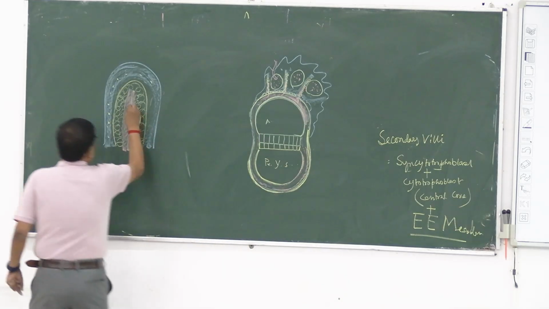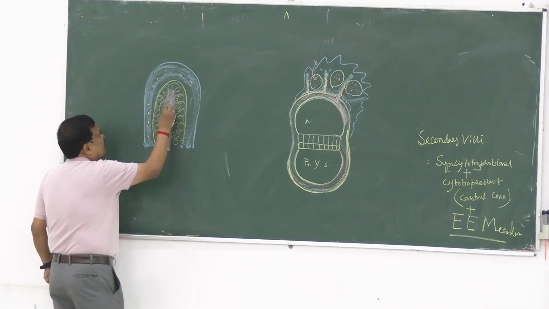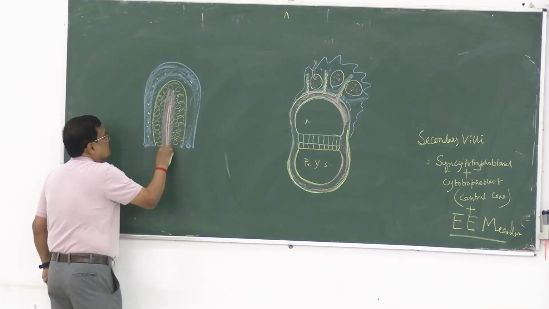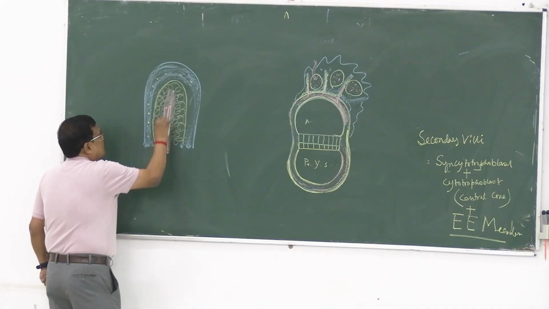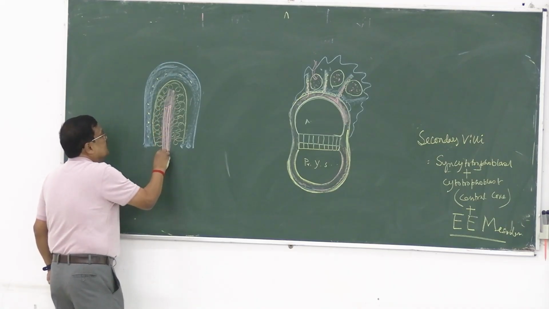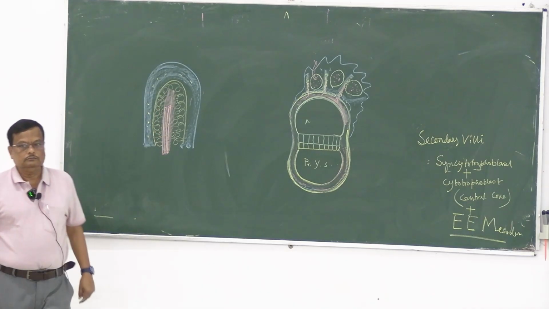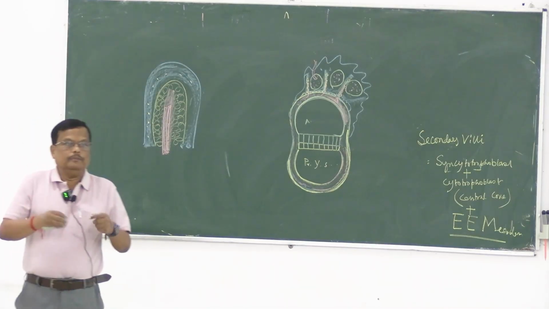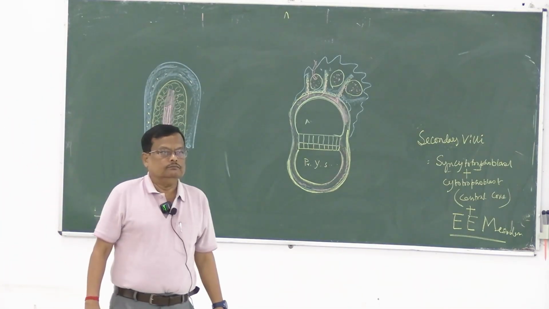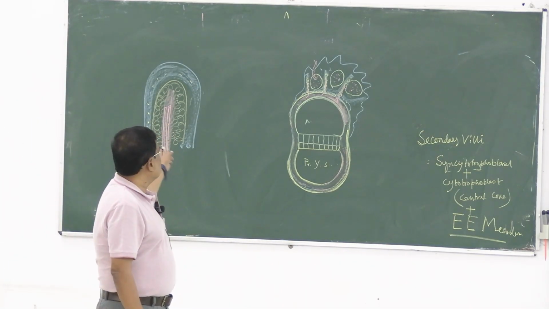Here there is an appearance of a blood vessel, artery and veins, appearance of a blood vessel within this mesoderm. A blood vessel will develop within this extraembryonic mesoderm core.